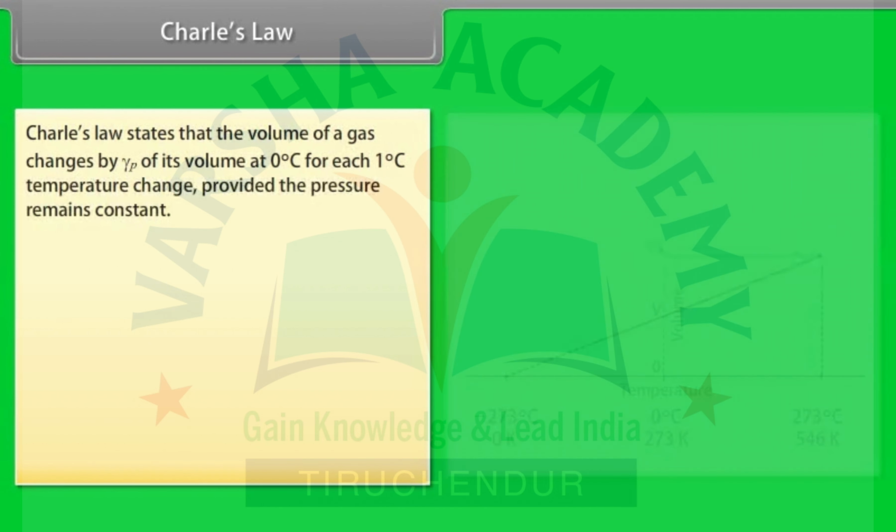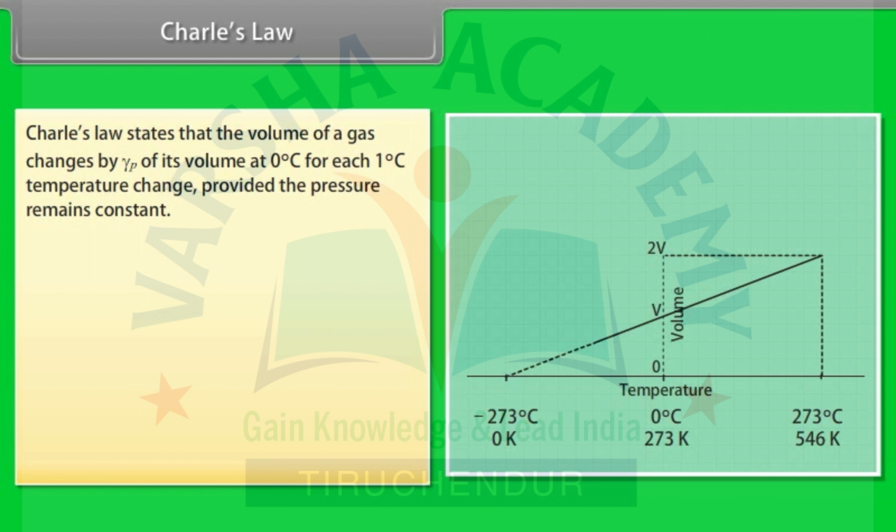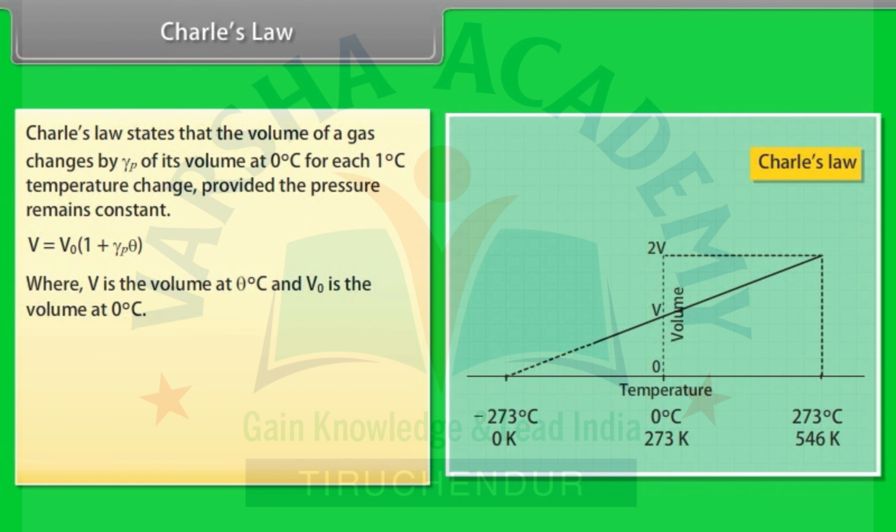Charles' law. Charles' law states that the volume of a gas changes by γP of its volume at 0 degrees centigrade for each 1 degree centigrade temperature change, provided the pressure remains constant. V = V0(1 + γP θ), where V is the volume at θ degrees Celsius and V0 is the volume at 0 degrees centigrade. The above relation can be written as V = V0(1 + θ/273).